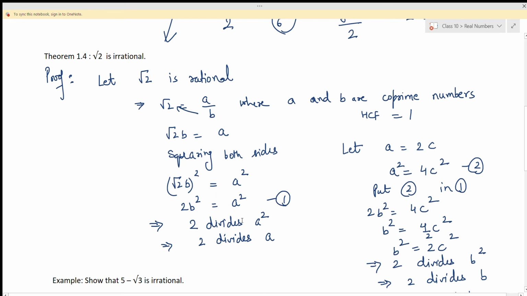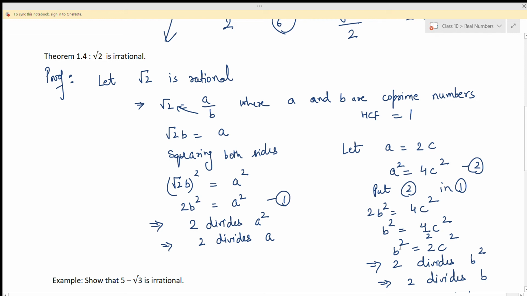Now this shows that 2 divides a square. If 2 divides a square, that means it divides a also. Now let us assume that a is 2c. So a square is equal to 4c square. Again I squared both sides. Now put this value of a square as 4c square in this equation 1. You will get 2b square is equal to 4c square.